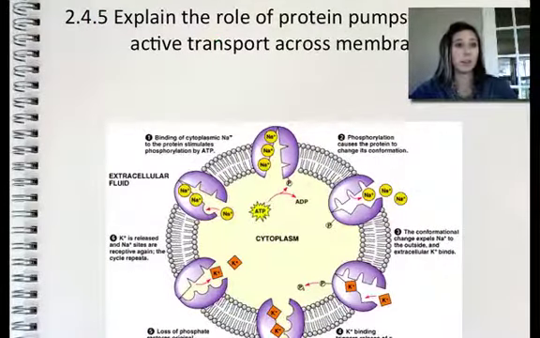So what we see, and just so you know, this is topic 2.4.6, not 5.